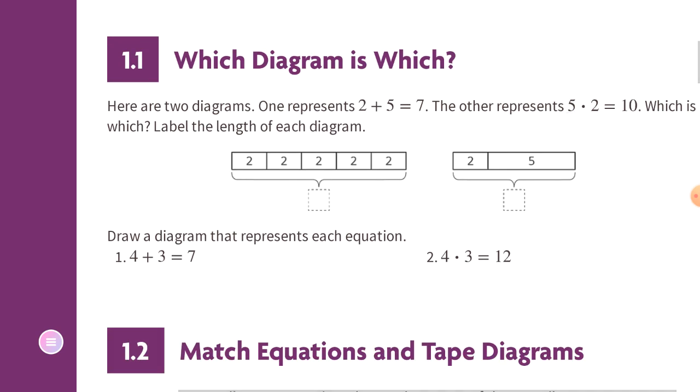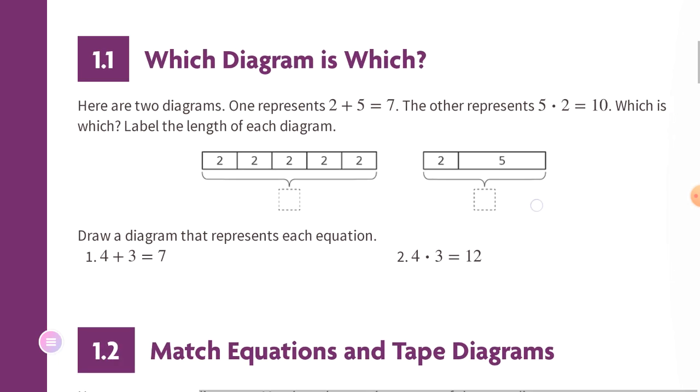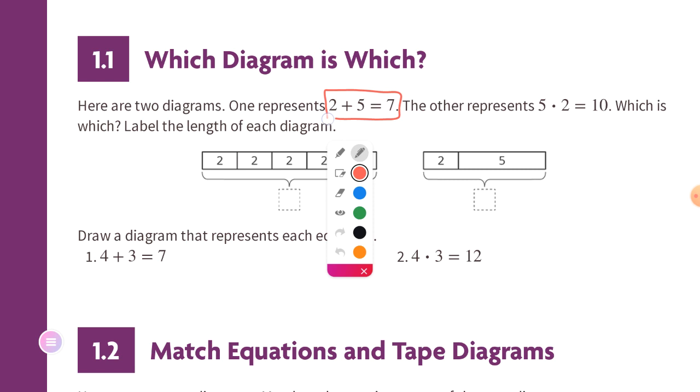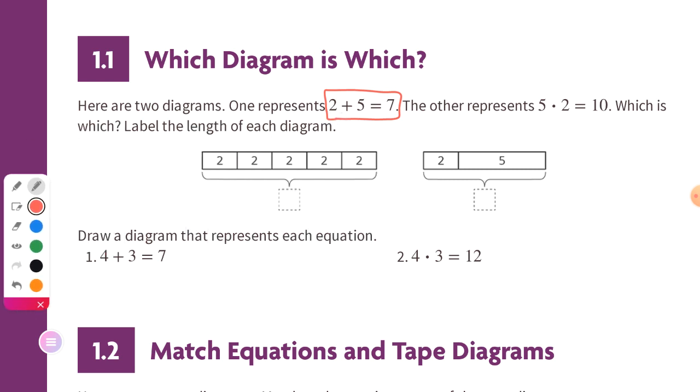1.1 says, which diagram is which? Here are two diagrams. One represents 2 plus 5 equals 7. The other represents 5 times 2 equals 10. Which is which? Label the length of each diagram. So who thinks they know, and I'm just going to go to this first one first. Who thinks they know which of those two diagrams shows 2 plus 5 equals 7?